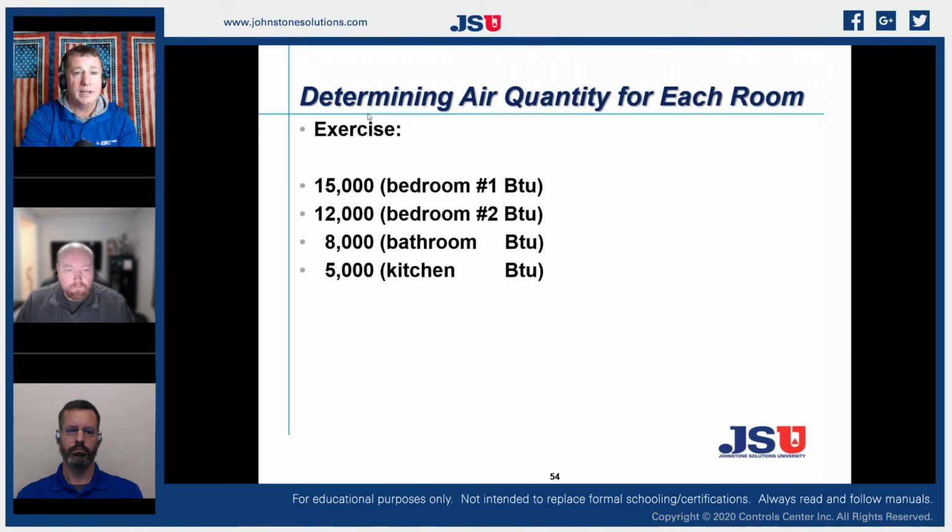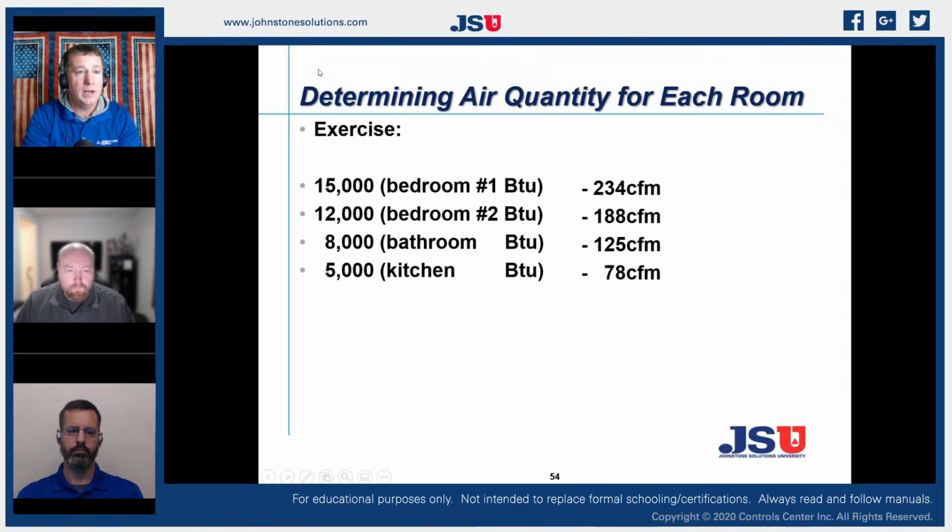I'd have everyone actually get their calculator and pull out these BTU loads. So we take 15,000 divided by our 80,000 times our 1250, which is our 1250 CFM. And what we would end up with is our CFM for those rooms as well. So our bedroom 1 would end up with 234 CFM.